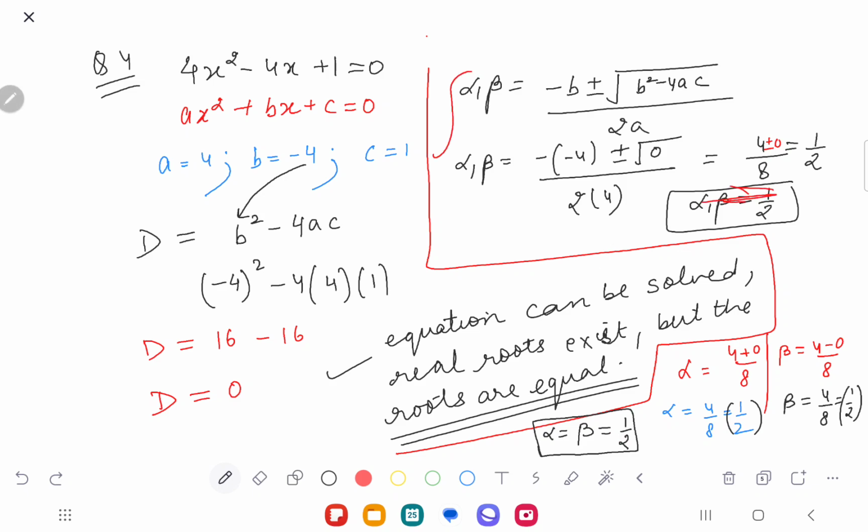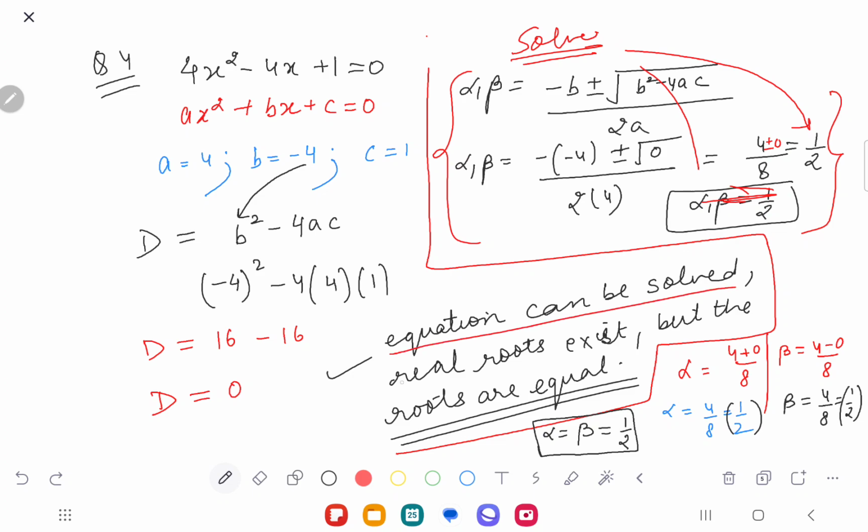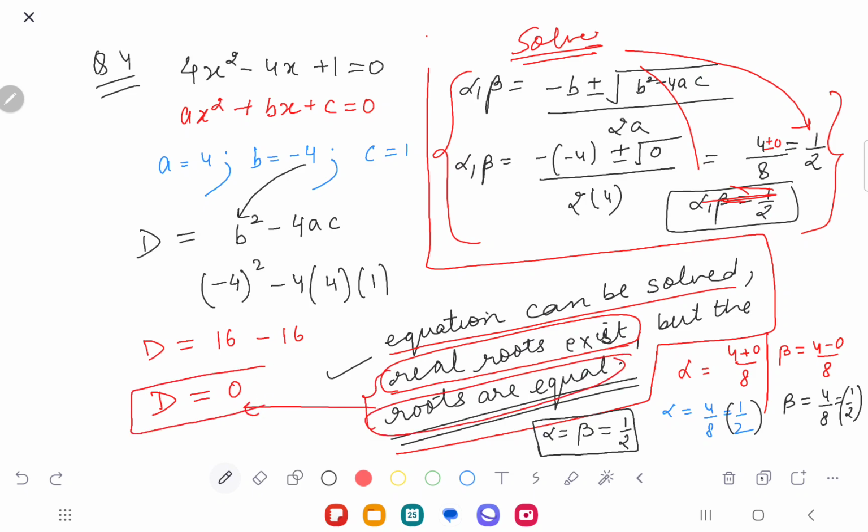So here I have actually shown you how you can solve the equation as well and get the same results that you are telling me without even solving the equation. What did you say? That real roots exist and the roots are equal. And that is possible only when the discriminant is 0. Okay. Next question that we have.